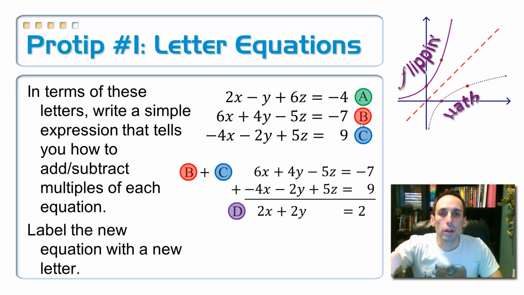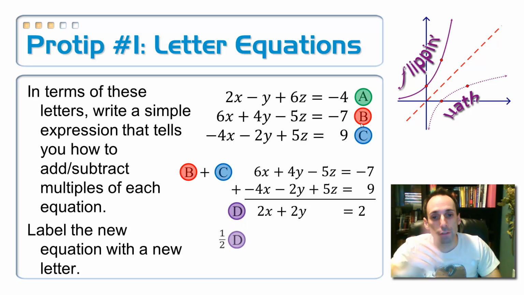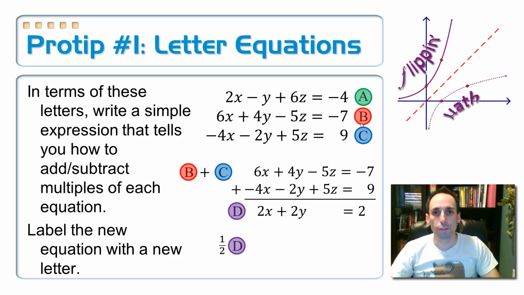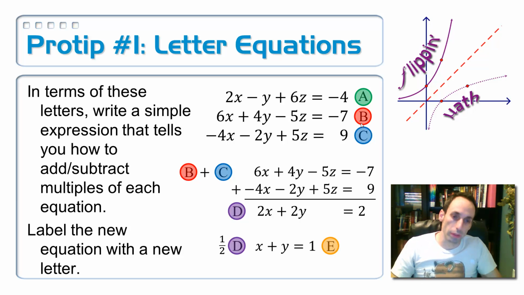Anytime I get a new equation, it gets a new letter. I call that one equation D. Now notice that everything is even in that equation, so why don't I just go ahead and take half of it? I'm going to write down half of D to simplify it. So I should have x plus y is equal to 1. There's a new equation.